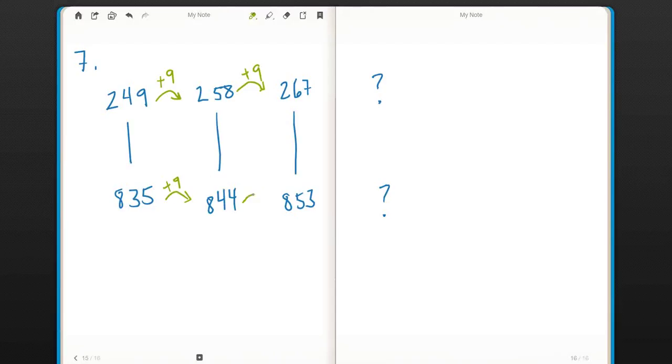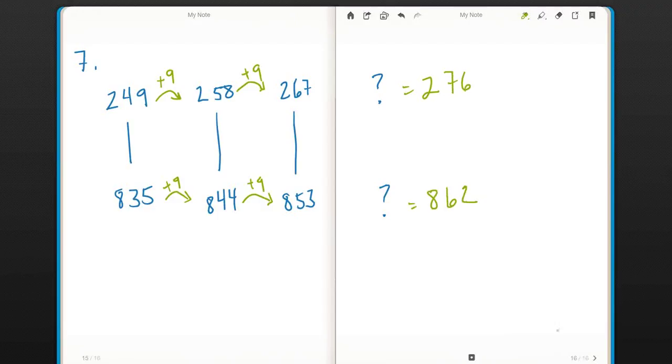835 plus 9 is 844. 844 plus 9 is 853. So to find our missing number, we're just going to add 9 to the previous number on the top and to the previous number on the bottom and get 276 for the top number and 872 for the bottom number.